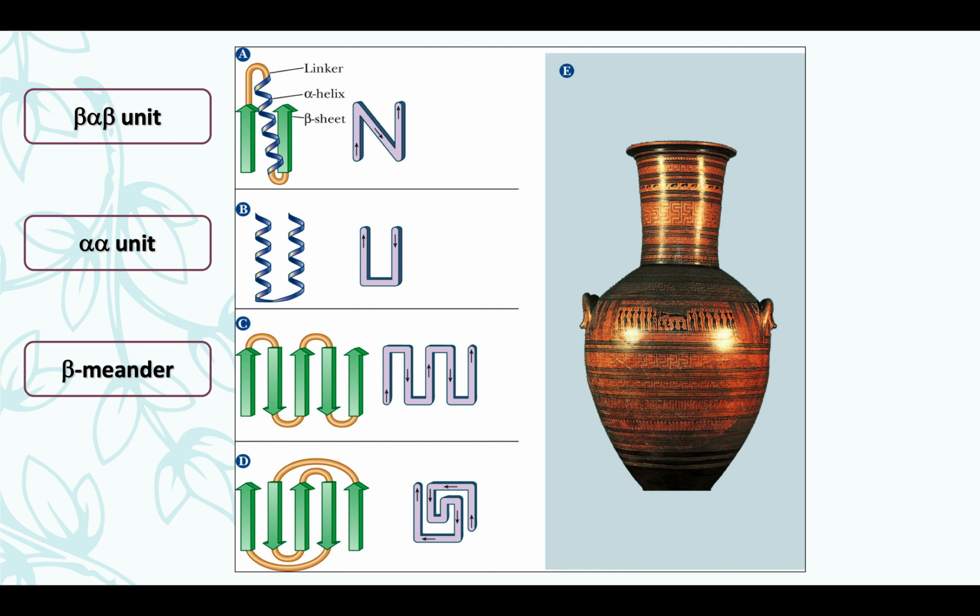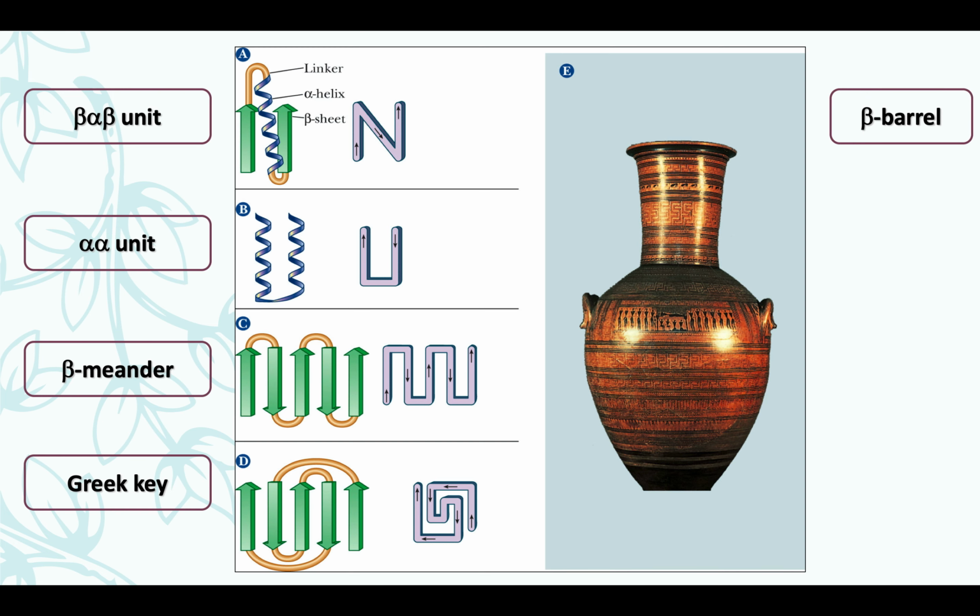C naman is your beta meander. Here, you have an anti-parallel sheet formed by a series of tight reverse turns connecting stretches of a polypeptide chain. D naman here is your Greek key. This is a repetitive supersecondary structure formed when an anti-parallel sheet doubles back on itself. And then lastly, you have here your beta barrel. This is created when beta sheets are extensive enough to fold back on themselves.